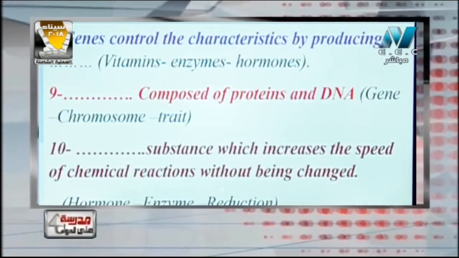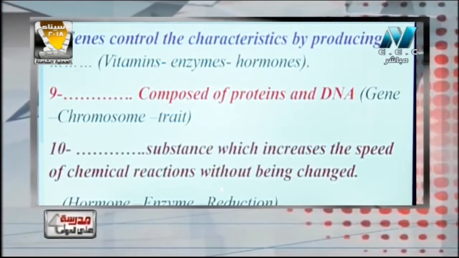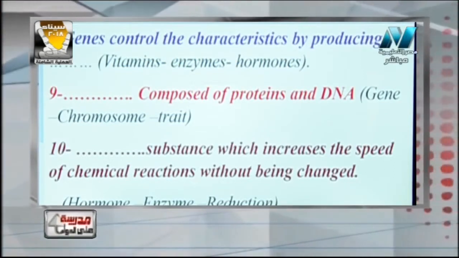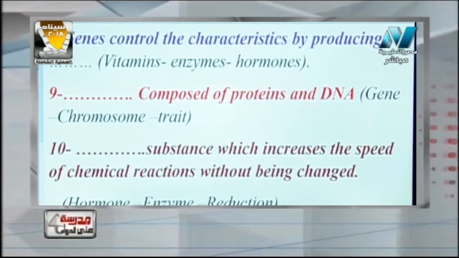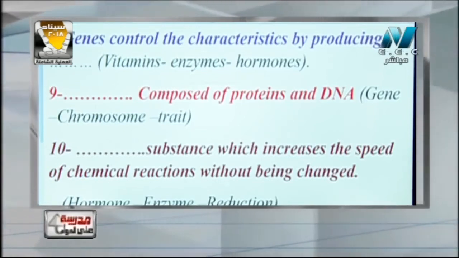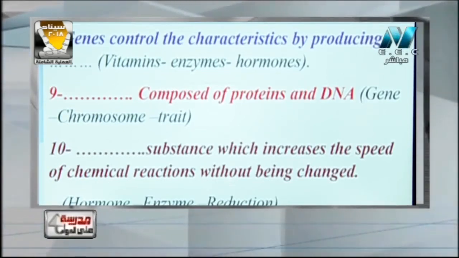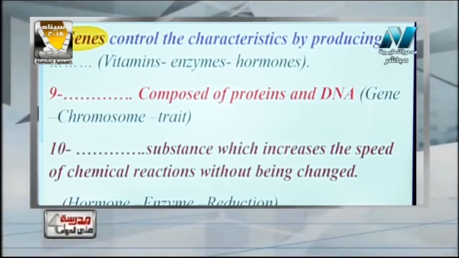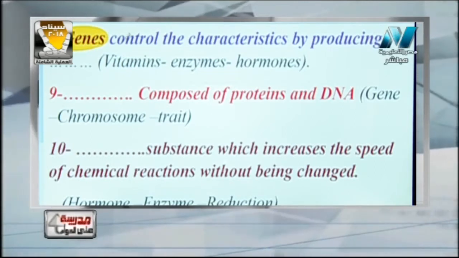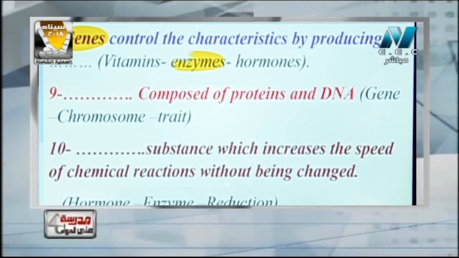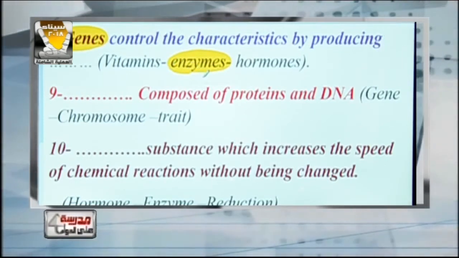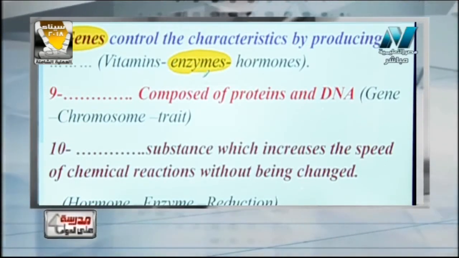Question number 8 says genes control the characteristics by producing what? Vitamins, enzymes, or hormones. So each gene produces what? Yes, enzymes. And this enzyme will produce a special protein. This protein will produce a special trait.